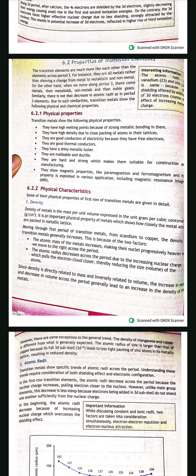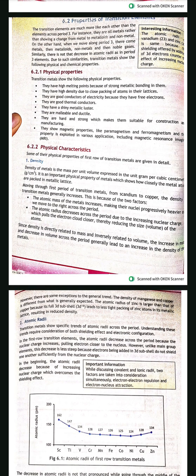On the other hand, when we move along period 3, there come metals and metalloids, non-metals and noble gases. Similarly, there is not that decrease in atomic radii as in period 3 elements. Due to such similarity, transition metals show the following physical and chemical properties. Atomic radii of vanadium and zinc are the same because the shielding offered by the addition of 3d electrons counters the effect of increasing nuclear charge.